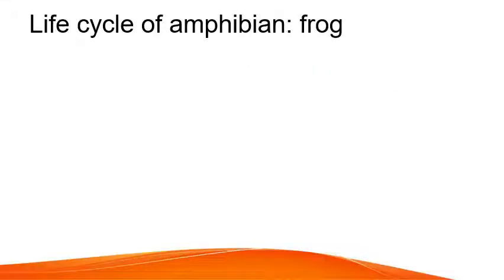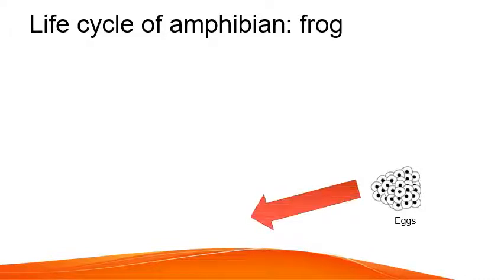Okay, so first, let's look at what the life cycle of an amphibian looks like. Just like last time with the fish, we start with the eggs. This is where the frog came from at first. And then the eggs will hatch, and then comes out a larva.